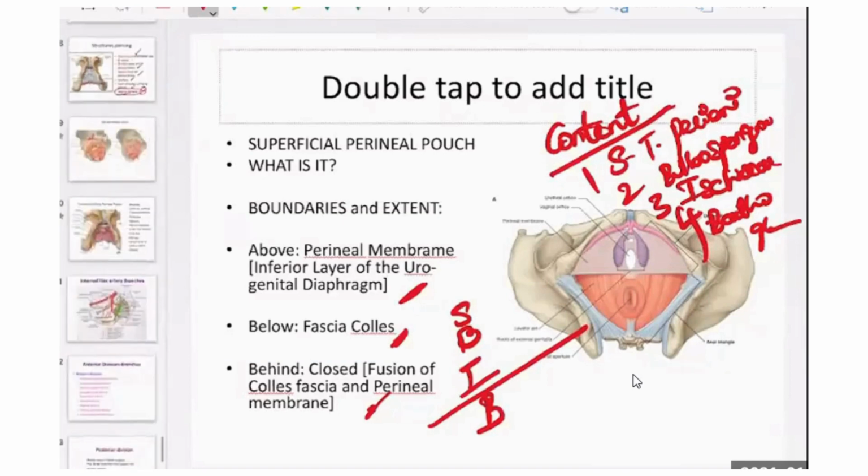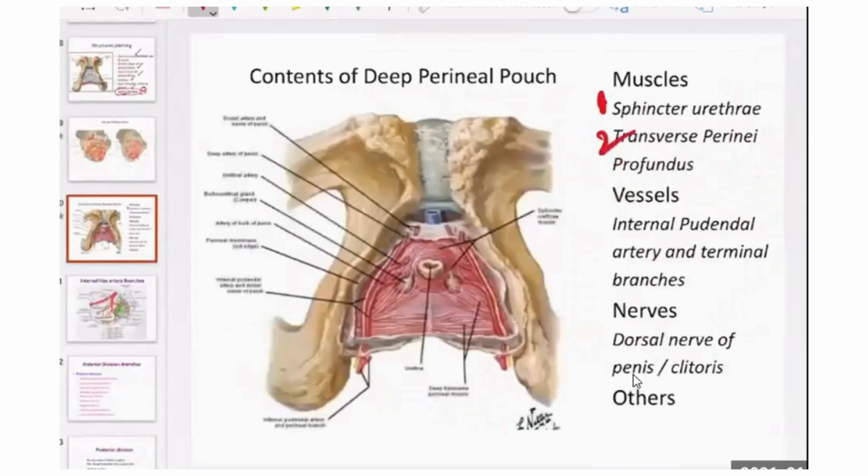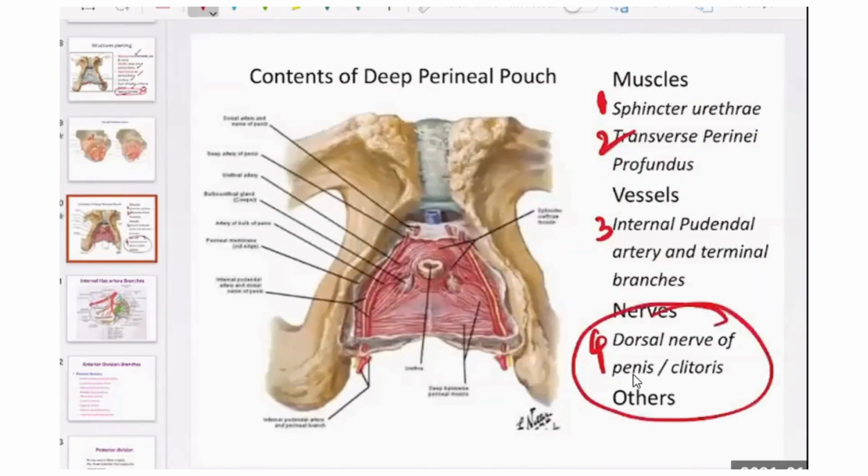And this is the deep perineal pouch, and the contents are, this is important, the dorsal nerve of the penis and the dorsal nerve of the clitoris.